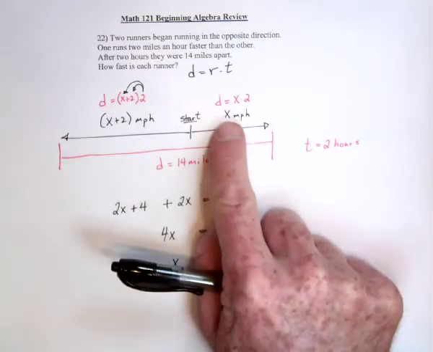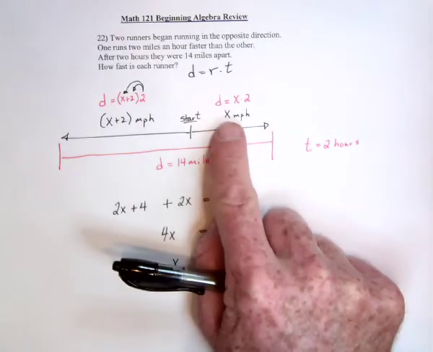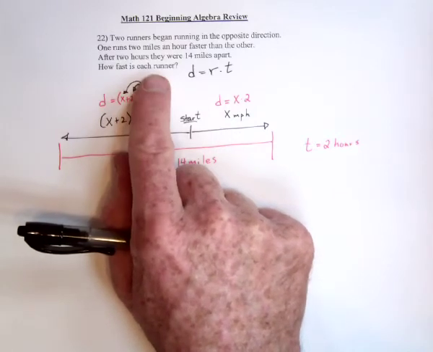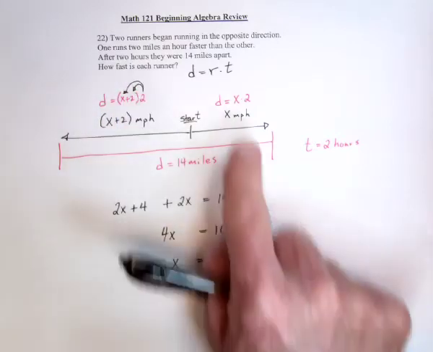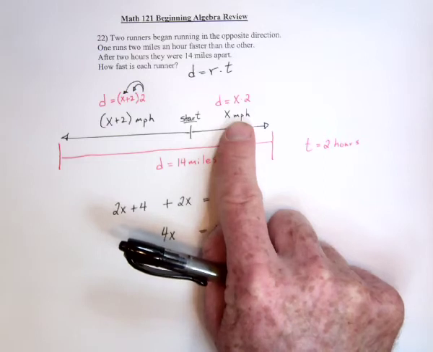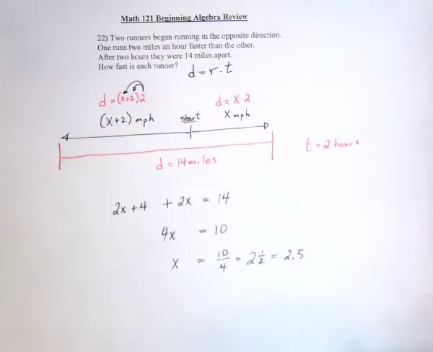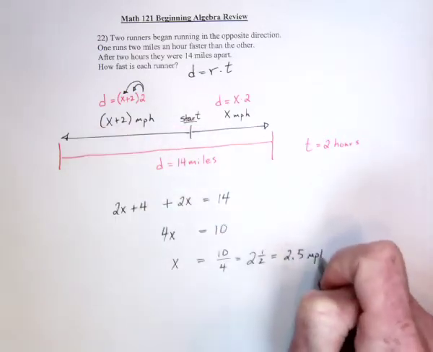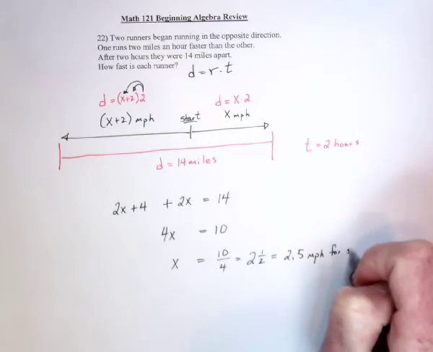Well, x is miles per hour. How fast is each runner? So look at this, x is only for this runner. We haven't answered the question about this person. So 2 1/2 miles per hour for the slower runner.